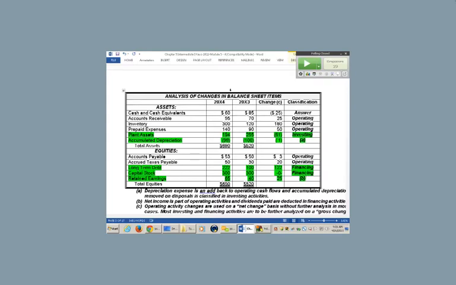Retained earnings opened at 40, rather, with net income of 37, dividends of 12, and the ending balance is 65. But I'll go through the T account again anyway, but those are the accounts you'd have to work with.